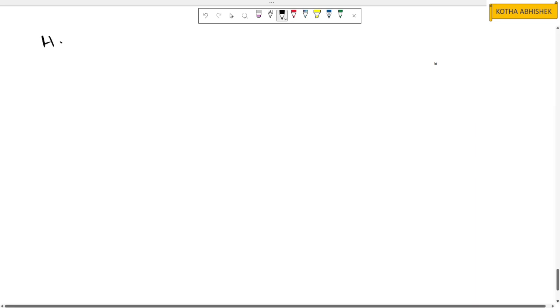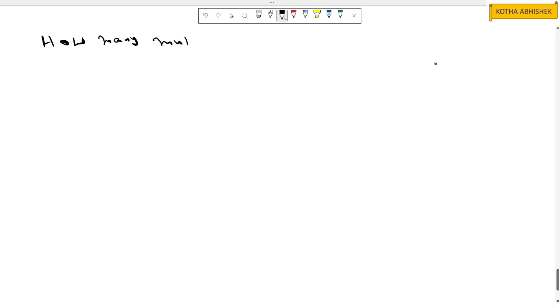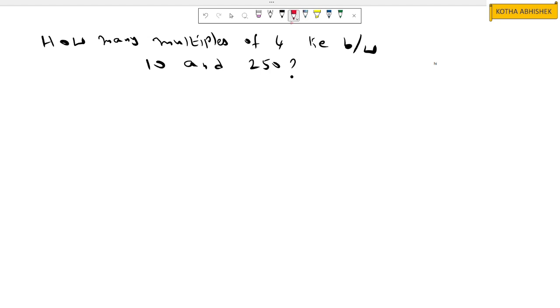How many multiples of 4 lie between 10 and 250? This is one of the most repeated questions again. Sometimes you will be asked multiples of 4, sometimes 7 multiples, sometimes 8 multiples. How many multiples of 4 lie between 10 and 250?